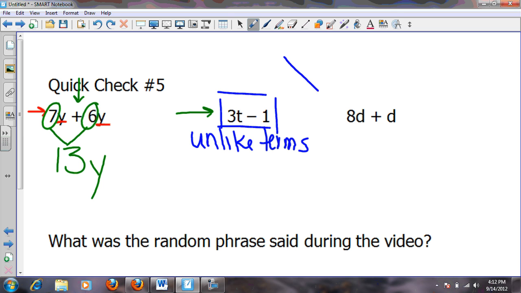How about 8d plus d? Do they have the same variable part? I have a d and I have a d. So they do. They are like terms. One coefficient is 8. The other d does not have a coefficient. Is it 0 because there isn't anything there? But I have a d. So that means I have 1. 8 plus 1 is 9d.